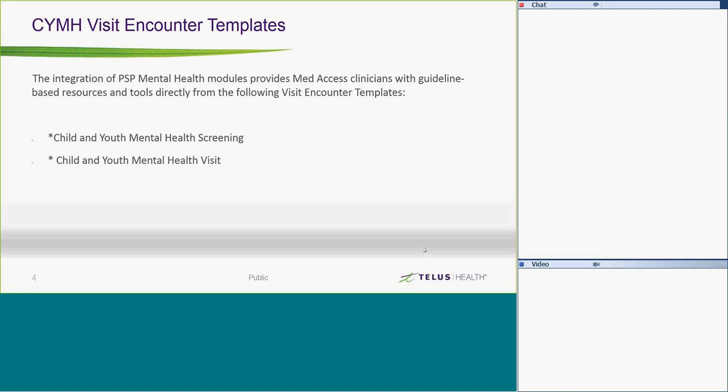Last week when we talked about the adult mental health content, there were 4 different templates. For the child and youth mental health material, we've put it into 2 templates. First, a screening, the child and youth mental health screening visit template, and the second is the comprehensive child and youth visit. The workflow is intended so that when a clinician is meeting with a patient, they would start out with the screening and then continue care with the ongoing mental health visit template.